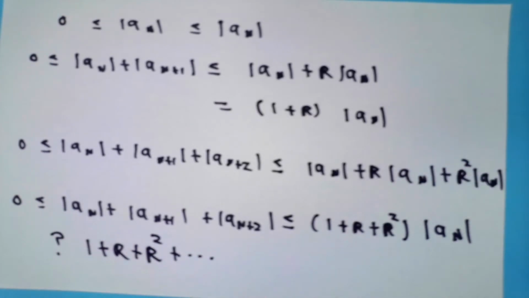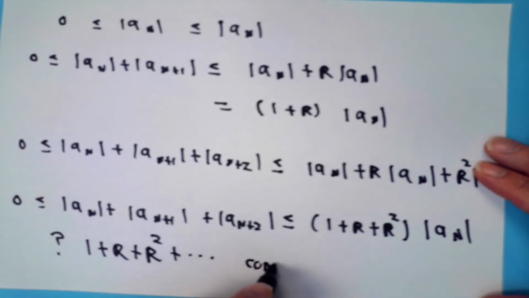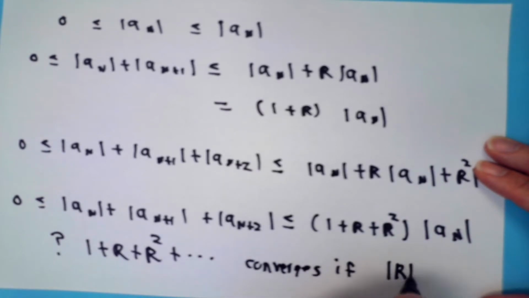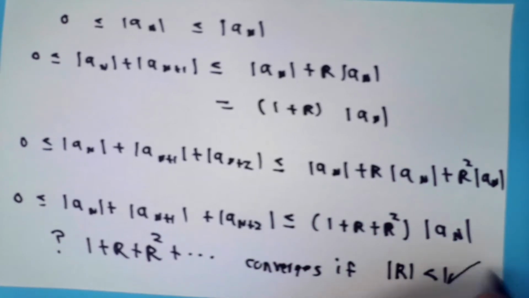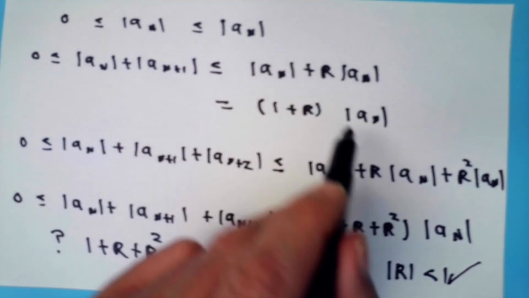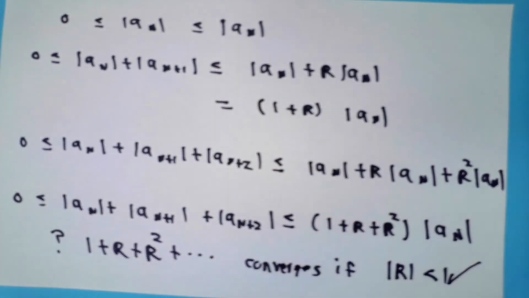This is a geometric series. We know when that converges. But in our case, R is positive and R is less than 1, so this is automatically true. These partial sums converge. By the direct comparison test, the partial sums in the middle converge.